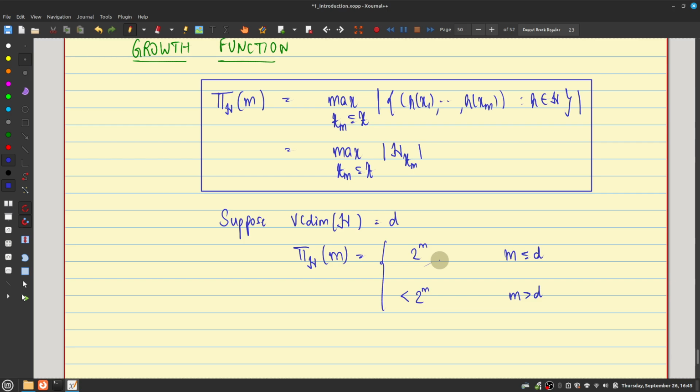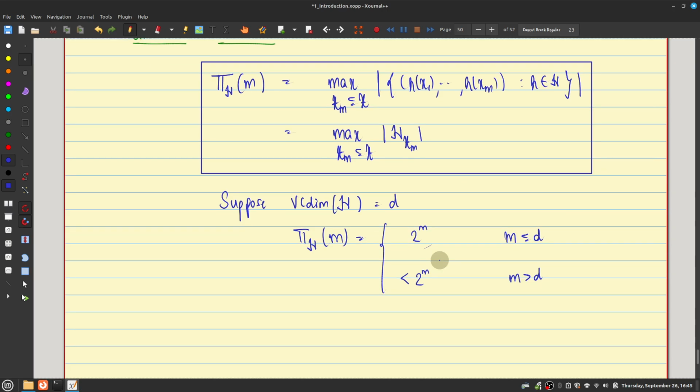This is for restrictions, yes. We're restricting to subsets of size m, and we're looking at the largest restrictions over subsets of size m.